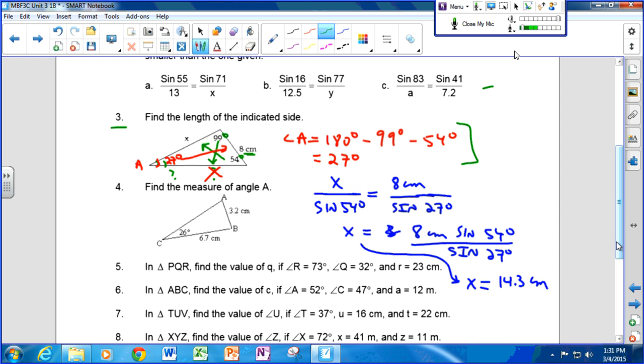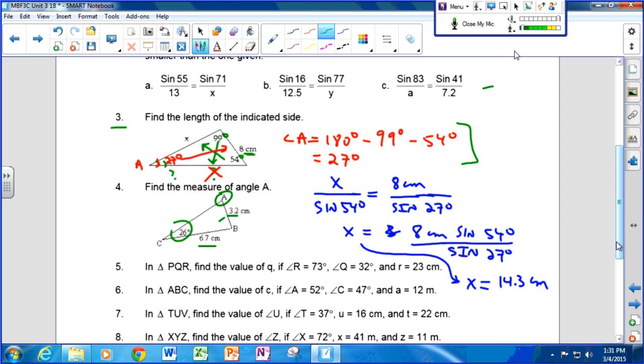So for question 4, let's take a look at what we got here. I'm going to have to make a new page because there's just really no room to cram this in. So for question 4, it says find the measure of angle A. So there's angle A right there. We have the side opposite, so that looks good. Oh, and look, we have an angle and a side opposite. So this one's just straight up applying the law of sines. There's nothing really to work out first, right? So let's just go ahead and do that.